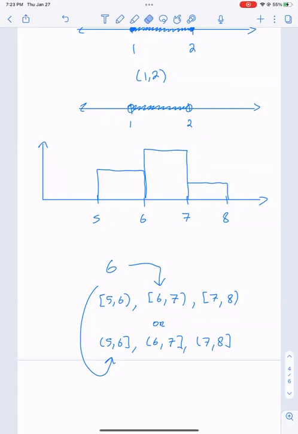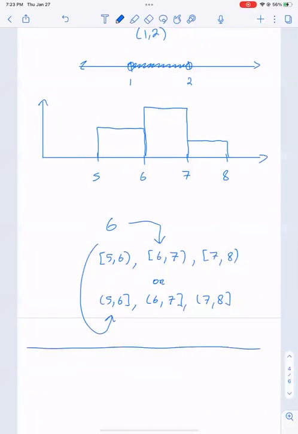Does that make sense? Yes, professor. Jacqueline, does that make sense? Yeah. Okay. Everyone else? Yes. All right. That's like 3 more people than I usually get, so that's great. All right, so that's histograms.